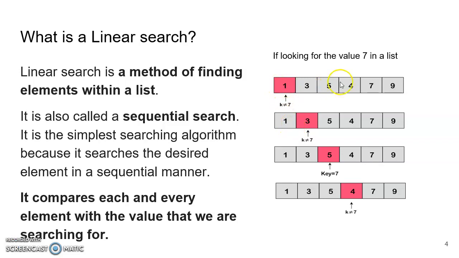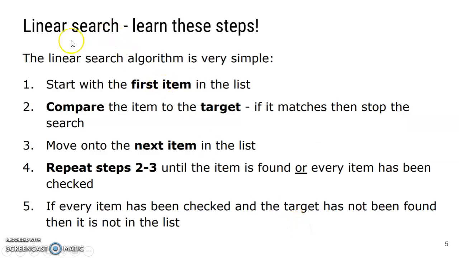We just had a quick walkthrough looking for the number 7 and comparing number 7 to each and every element in the list. So if we have a look here at our algorithm, it's very simple. First of all, we start with the first item in the list and we compare the item to the target, which is what we're looking for.